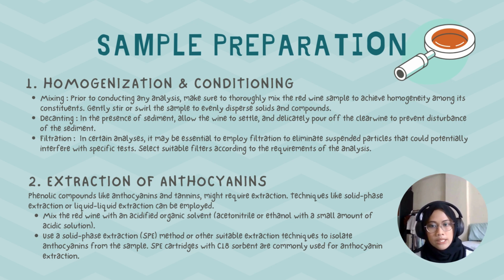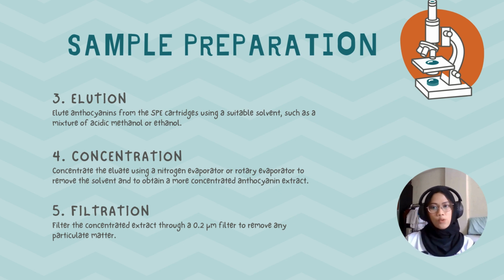The step is to mix the red wine with an acidified organic solvent and then use a solid phase extraction (SPE) method or other suitable extraction technique to isolate anthocyanin from the sample. SPE cartridges with C18 sorbent are commonly used for anthocyanin extraction. The third step is elution, where we elute anthocyanin from the SPE cartridges using a suitable solvent such as a mixture of acidic methanol or ethanol.